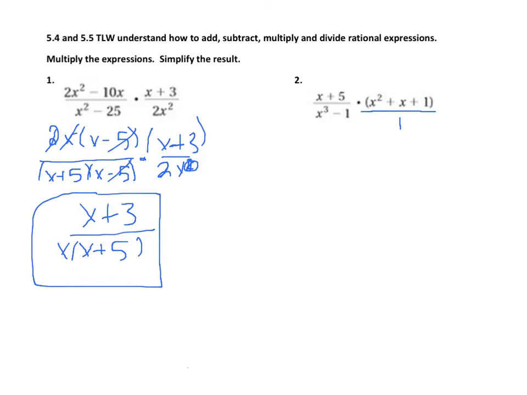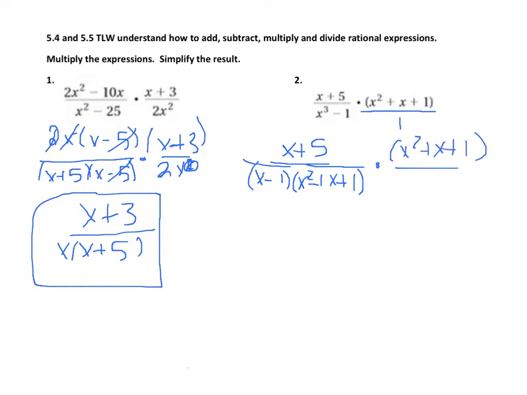Okay, now x plus 5 factors. This is the difference of two perfect cubes, so you need to remember an equation. It's x minus 1, x squared plus x plus 1 times x squared plus x plus 1 over 1. Those cancel. I'm left with x plus 5, x minus 1.